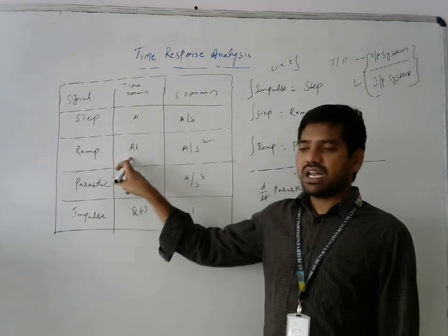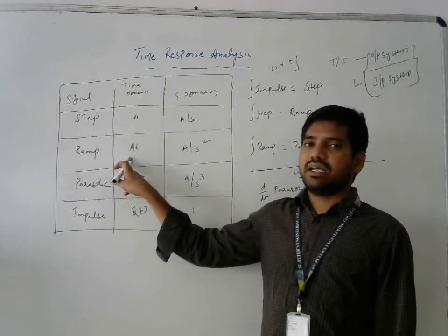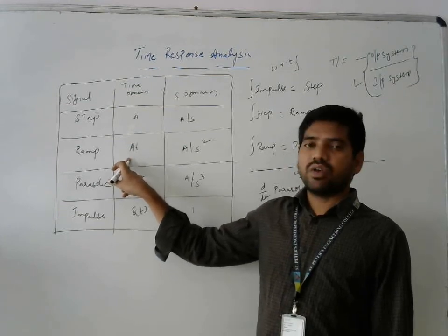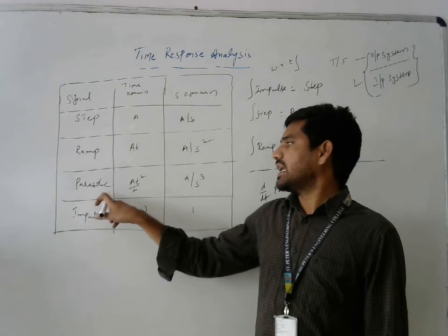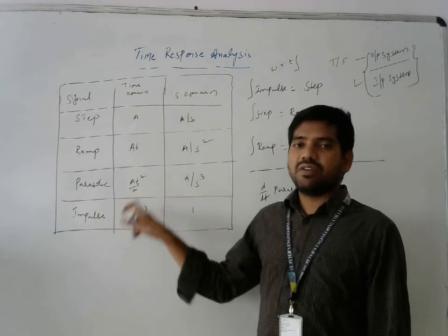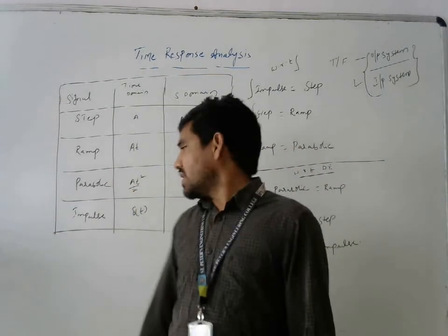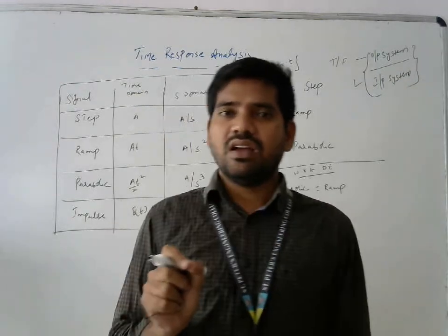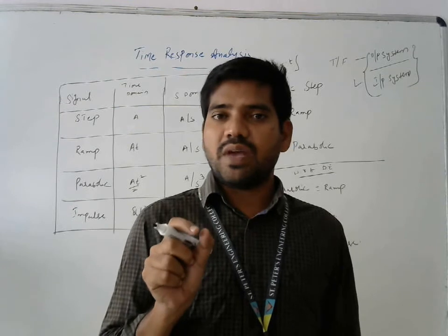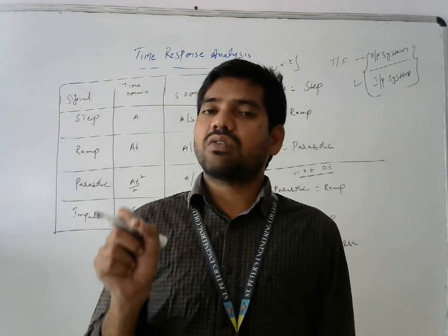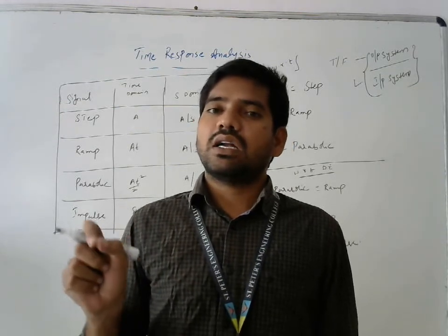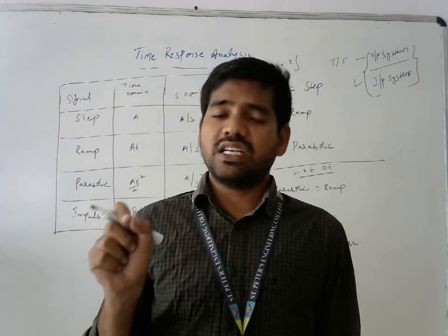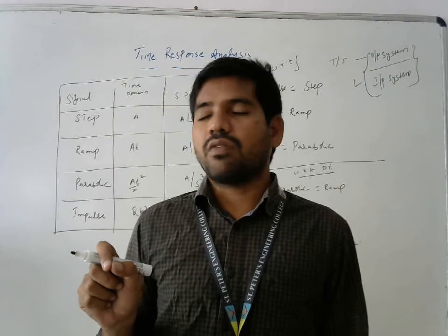Similarly, the ramp signal varies linearly. As the value of time varies, the input values also vary linearly. The parabolic signal varies as the square of time. Delta of t exists only for a very short period. When t equals 0, the delta of t value will be infinity. In the remaining cases, when t is not equal to 0, it will be 0.